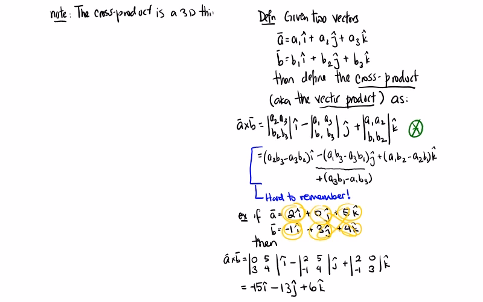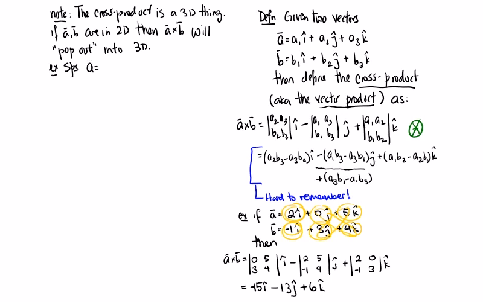And so if you're in 2 dimensions, in other words, if A and B, let's say, are in 2D, then A cross B, the way to think about it, I'll put this in quotes, will sort of pop out into 3D. So for example, let's suppose A is 2i plus 1j, and B is 4i minus 6j.